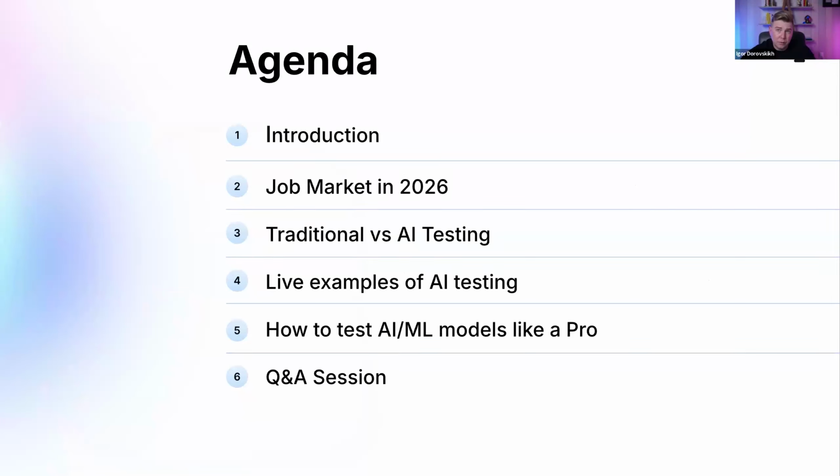So here's the agenda for today. Today we're going to cover a lot of things. So please, give us a time. We're going to go over a lot of insightful information about testing AI applications. So first, we're going to talk about the job market, right? Because it's a sensitive topic. A lot of folks lost their jobs in 2025. So we're going to talk about job prediction 2026.